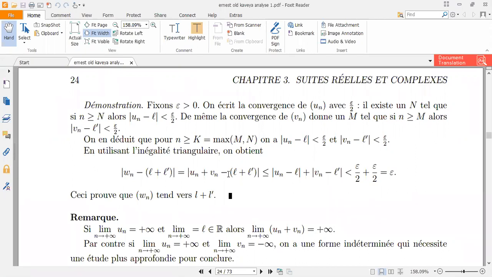So this whole thing here is just an expansion of this, in addition to the sum of Vn and Un, where we've been given the limits L and L prime, which are the limits of the suites we're looking at, which are Un and Vn. Not forgetting that we're looking at the sum of two suites, so Wn is equal to Un plus Vn.